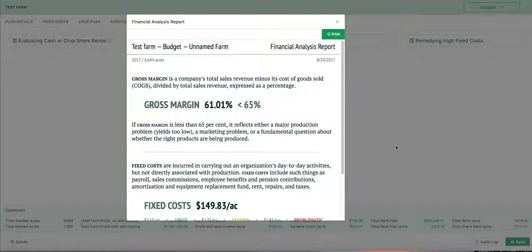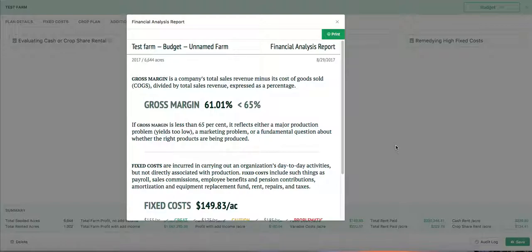We start off going through the gross margin calculation, which is simply the total sales revenues minus the cost of goods sold, divided by the total sales revenue, expressed as a percentage. Our target has been 65%. In this case, you can see that he's at 61%.